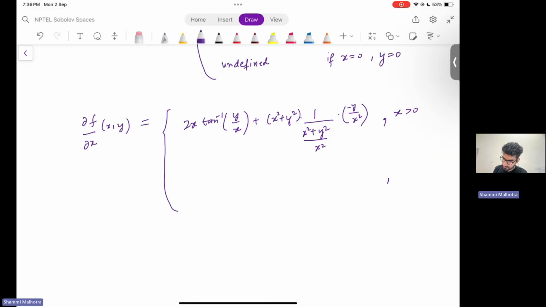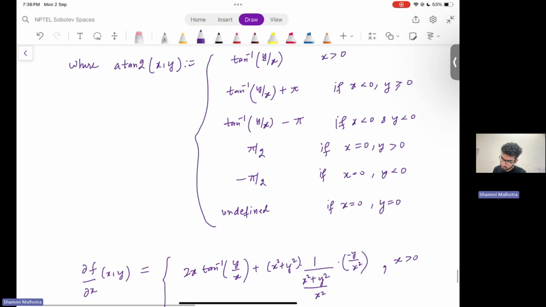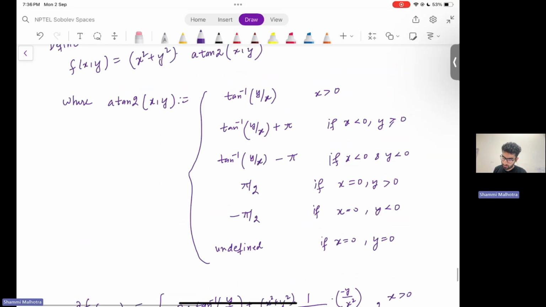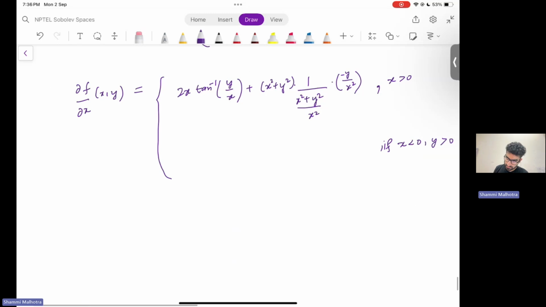The next is the second quadrant. So x is less than 0 and y is positive. Then our atan2 is tan inverse y by x plus pi. So this is 2x times pi plus tan inverse y by x, then again plus x square plus y square. And the same thing, because pi doesn't contribute when we consider the derivative. This is nothing but minus y upon x square plus y square.